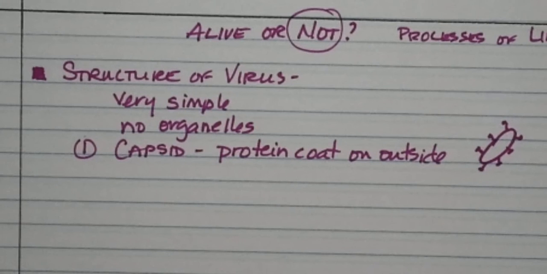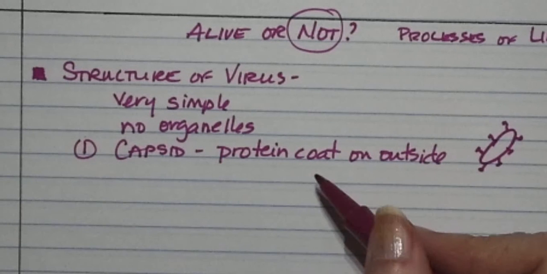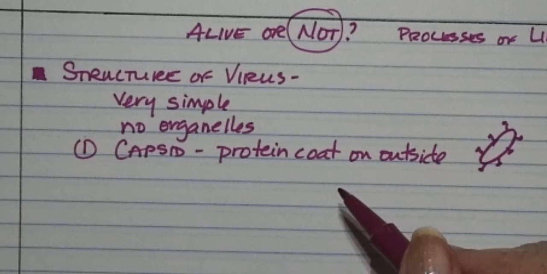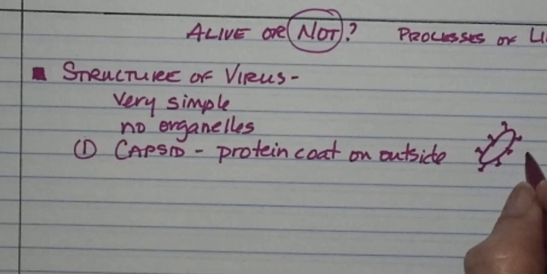So we have a protein capsid on the outside, and it has these smaller proteins. I'm going to say smaller proteins.